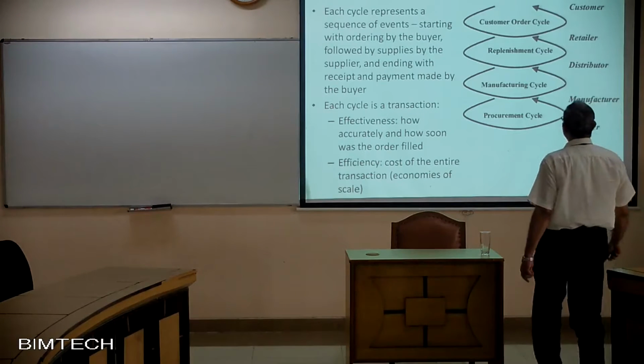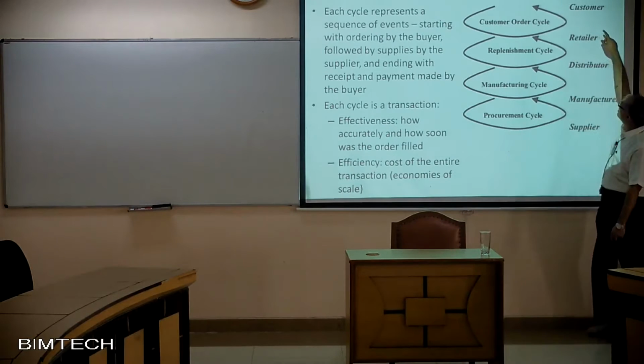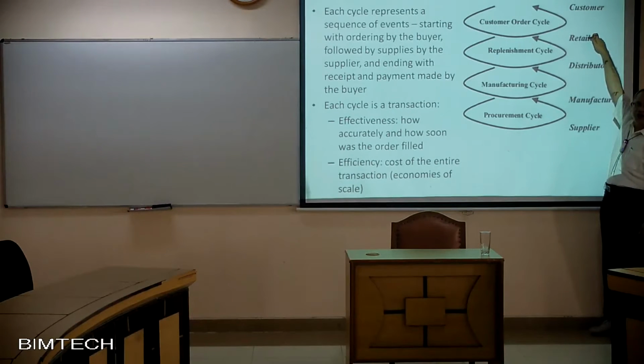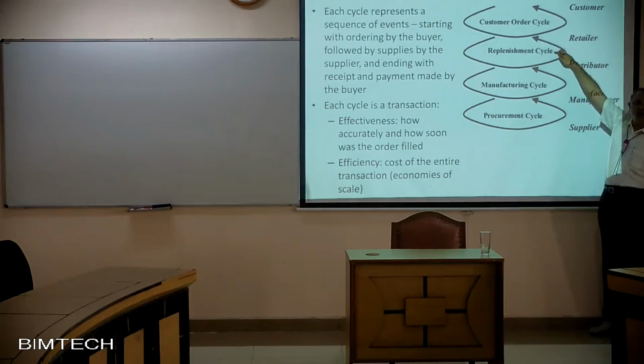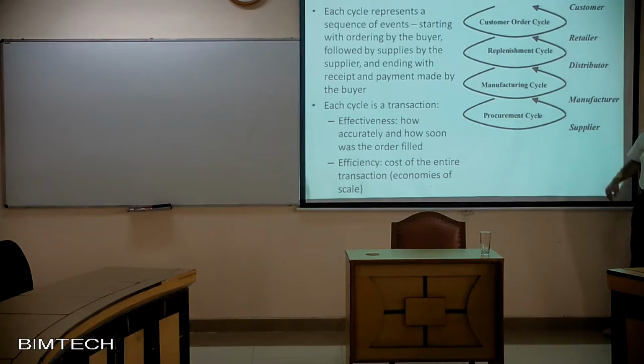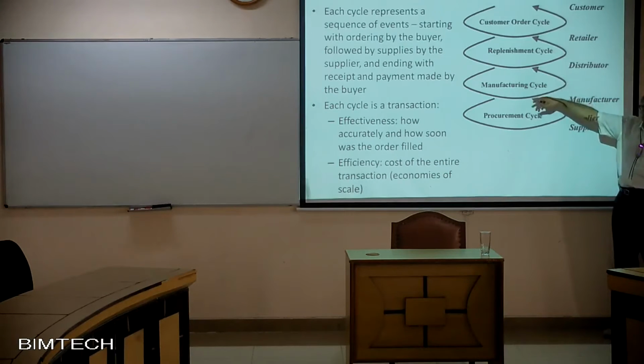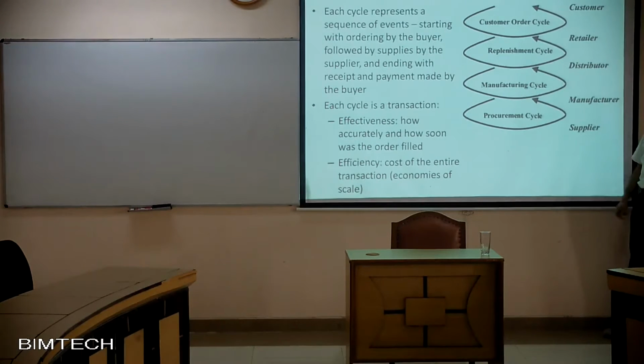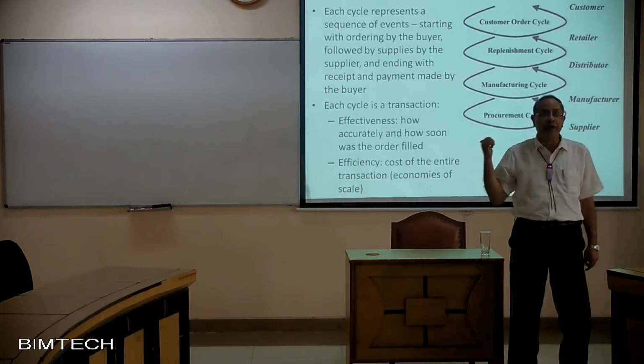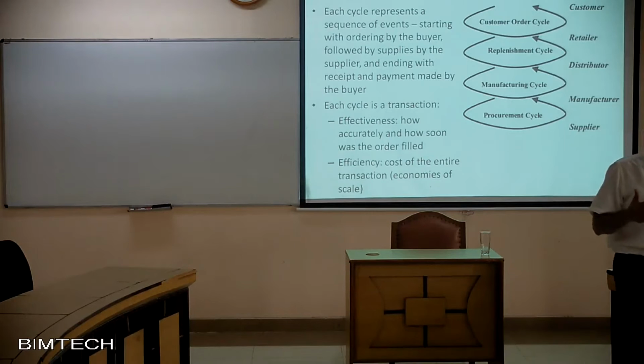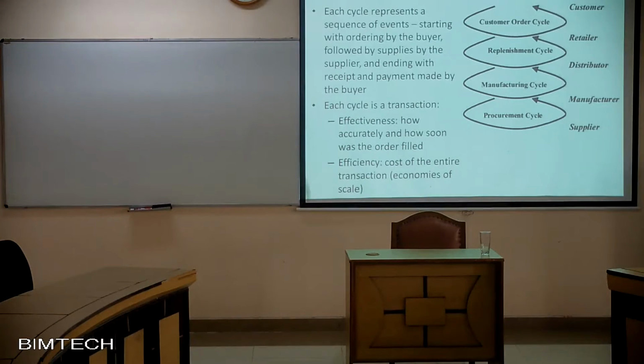The customer order cycle is between the customer and the retailer. The replenishment cycle is between the retailer and the distributor, and then the manufacturing cycle between the distributor and the manufacturer, and finally the procurement cycle between the manufacturer and the supplier. The supplier here is the party which is sending components, raw material, essentially items which the manufacturer uses to build the final product.